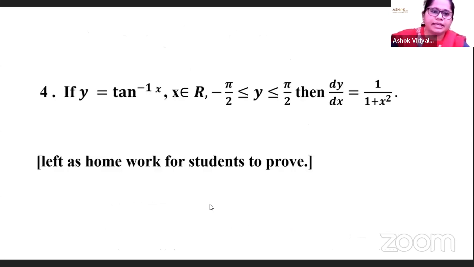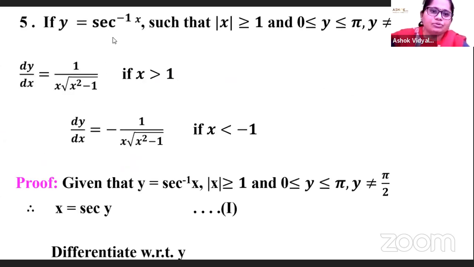Now, the next result is: if y is equal to tan inverse x, where x belongs to real numbers and y lies in the closed interval minus pi by 2 to pi by 2, then dy by dx is 1 upon 1 plus x square. Students, this result is also left as homework for you. You just open your textbook and see the result for tan inverse x.